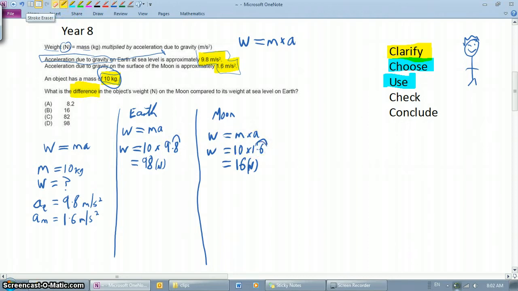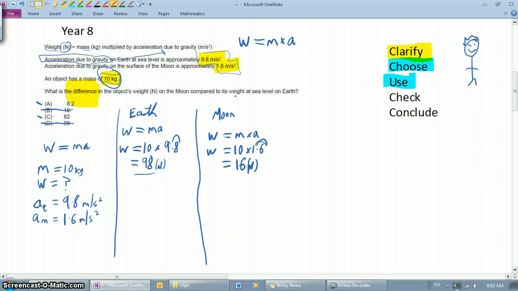Now the next thing, it says the difference. What is the difference in the object's weight? The difference is another word for subtraction. So my answer, if I look at my choices, is not going to be 98 because that isn't the difference. That is just Earth. It's not going to be 16 because that is the Moon itself. So it immediately has to be either A or C. So let's work out the difference of the weight on the Moon compared to its weight at sea level on the Earth.